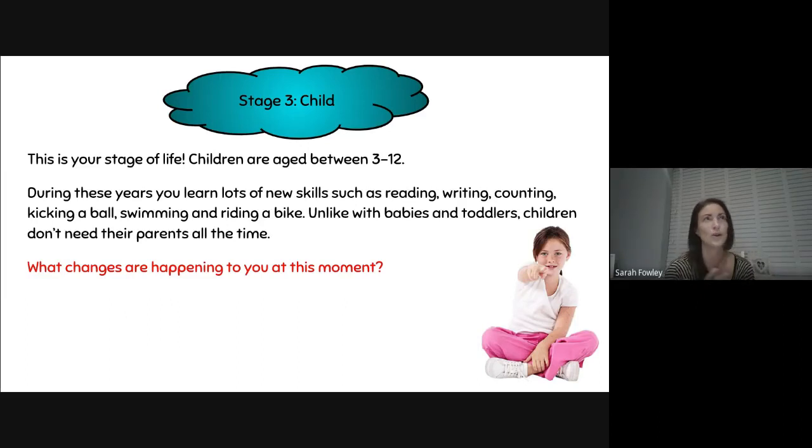So for example, lots of you are losing your teeth at the moment. Maybe some of you haven't lost any teeth at all. These things happen during the period of age 3 to 12. Not everything happens all at the same time, but lots of changes happen to you at the moment.